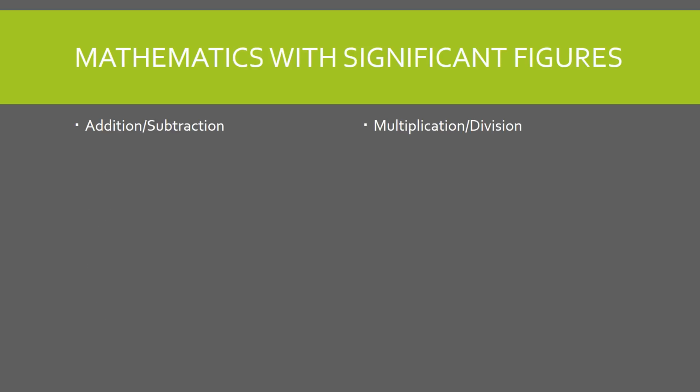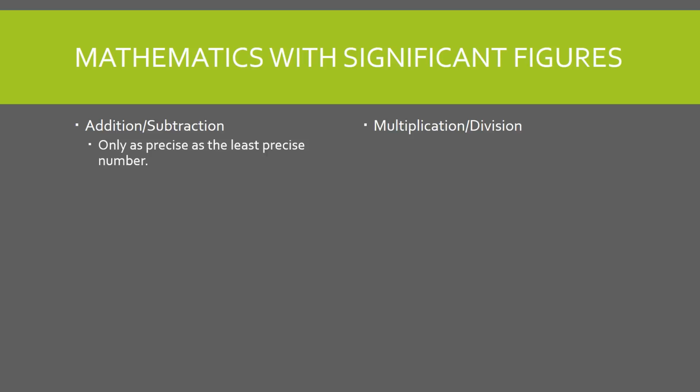So now we know how to tell how many significant figures are in any given number, but whenever you do math with significant figures, things change a little bit. There are two separate categories: addition and subtraction, and multiplication and division. In addition and subtraction, your measurement is only as precise as the least precise number. So what does that mean exactly?